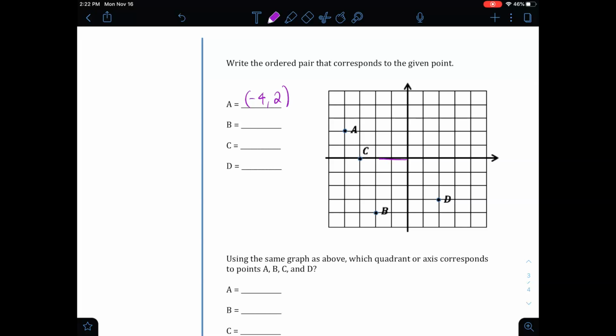All right, then we have B. B, it looks like we go from the origin, we go left 2 and then down 4. So left 2, down 4. Left 2, is that positive 2 or negative 2? It's negative 2. And then down 4, is that positive 4 or negative 4? It's negative 4.